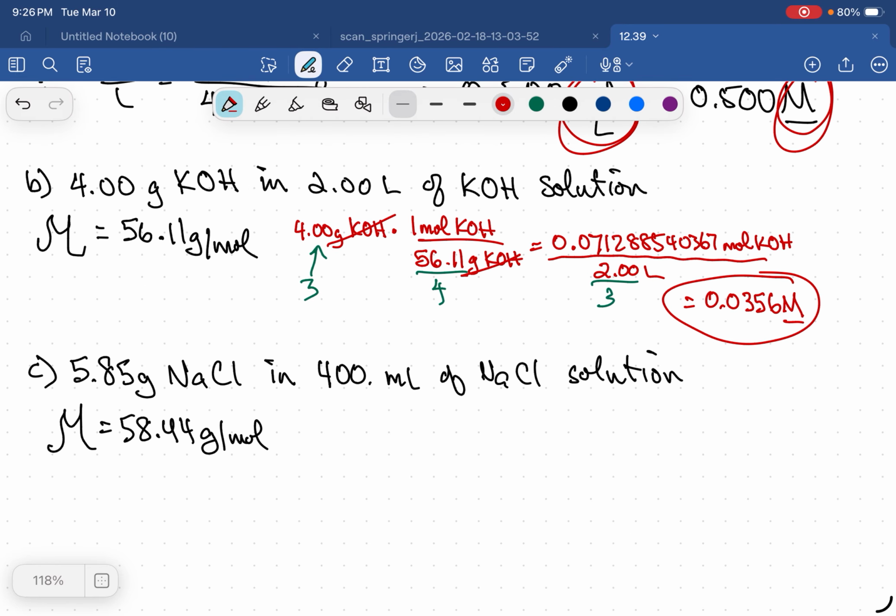Remember, this is moles per liter. Make them interchangeable in your brain, please. Quicker the better.